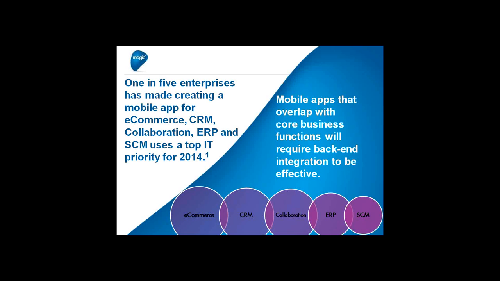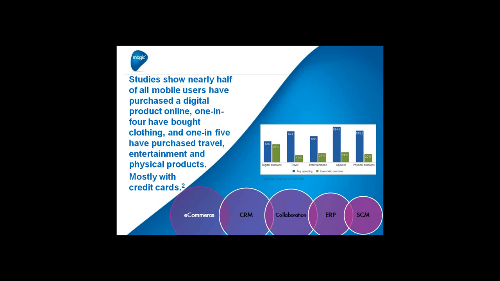About 1 in 5 enterprises has made creating a mobile app for e-commerce, CRM, collaboration, ERP, and supply chain management uses a top IT priority for 2014. So this is a very common requirement among Magic customers and among business in general. Mobile apps that are overlapping with core business functions are going to require, of course, back-end integration to be effective as well. And studies are showing that nearly half of all mobile users have purchased a digital product online.